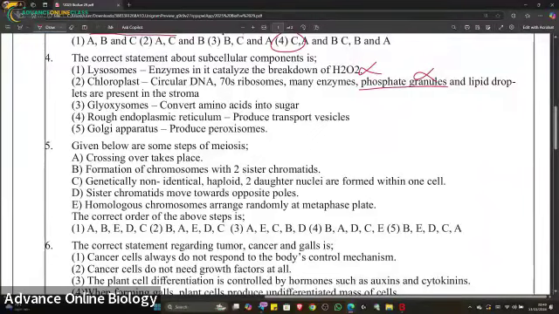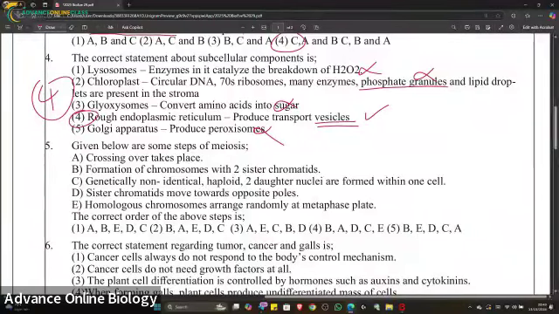Right. Check the fourth one, people. Lysosome enzymes, first is wrong. Chloroplast, circular DNA, 70S ribosome, phosphate, wrong. Then glyoxysome converts amino acid into sugar. Wrong, neither. And then rough endoplasmic reticulum produces transport vesicles. That is correct, neither. Secretory vesicles from Golgi. Golgi apparatus produces peroxisomes. Wrong. So we have the answer. We can go with the fourth one as the answer.